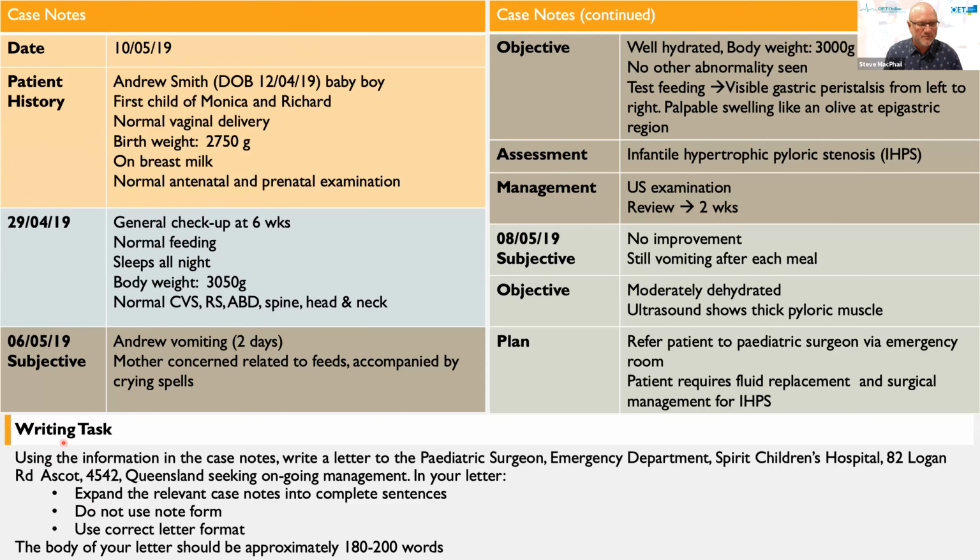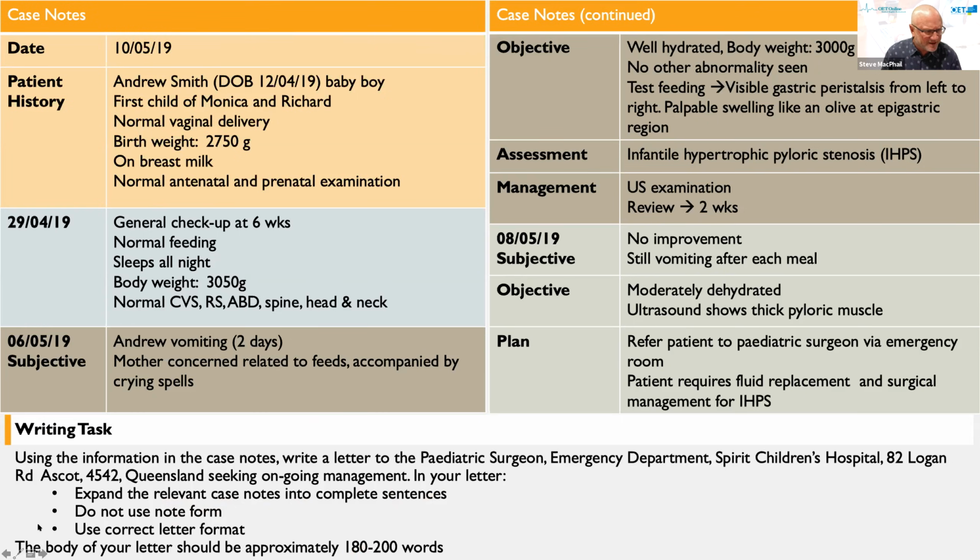We should always read our writing task first. Use the information in the case notes. Write a letter to the paediatric surgeon of the emergency department, Spirit Children's Hospital. We have an address here in Queensland, seeking ongoing management. So we need ongoing management. In your letter, expand on the relevant case notes, expand them into complete sentences, no note form, use correct letter format, and an approximate word length. Let's find out, everyone.